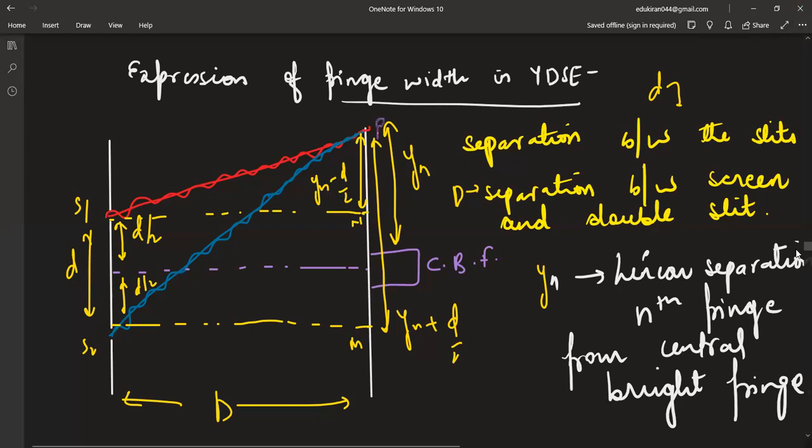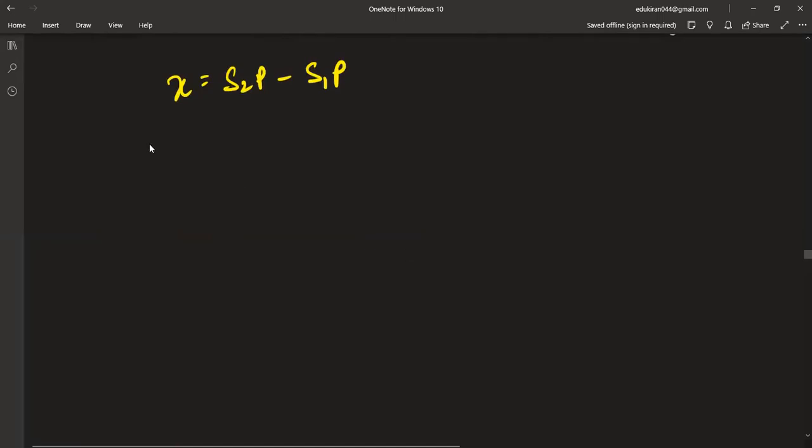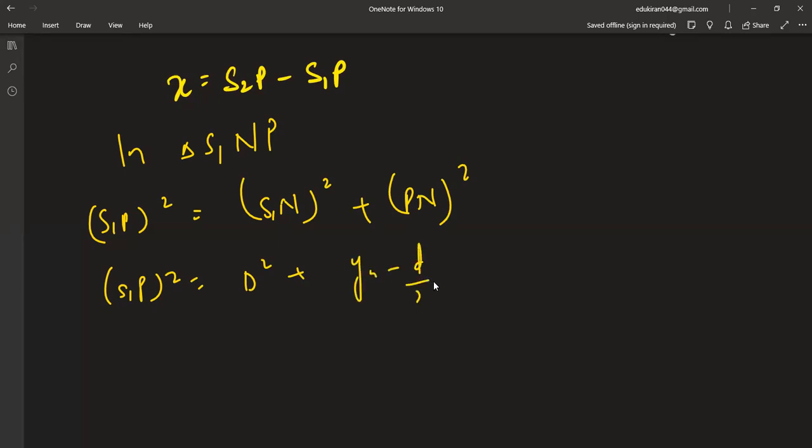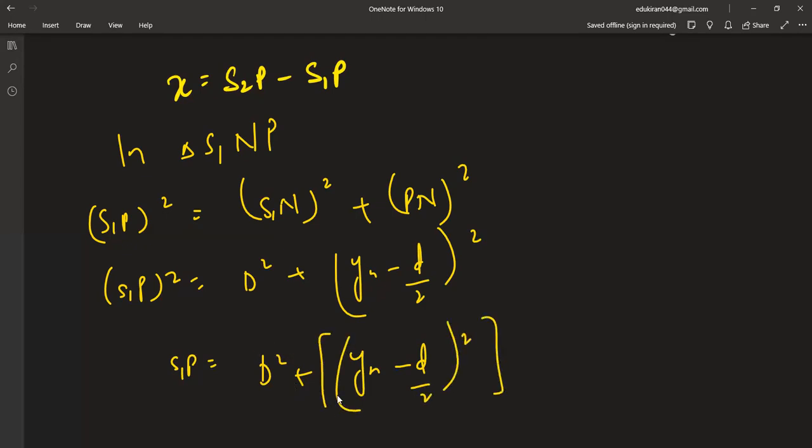Now, what will be the path difference? Path difference will be S2P minus S1P. So in triangle S1NP, that is the bigger triangle, S1P whole square will be equal to S1N whole square plus PN whole square, right? So S1P square will be equal to D square plus PN. We have just concluded that this is yn minus d by 2. So S1P will be equal to D square plus yn minus d by 2 whole square, to the power half. All right.